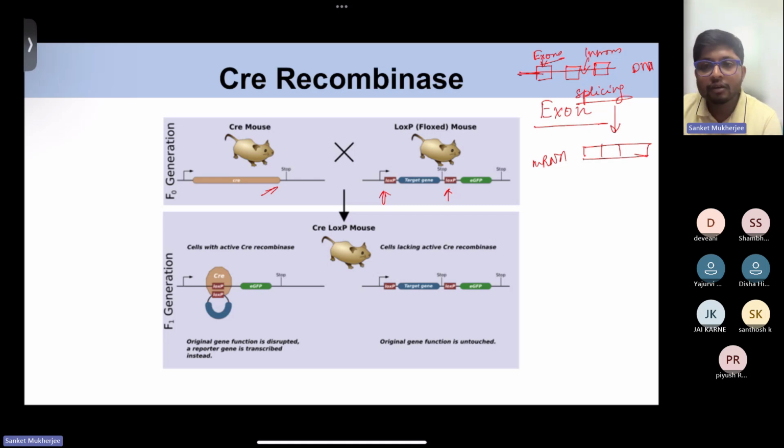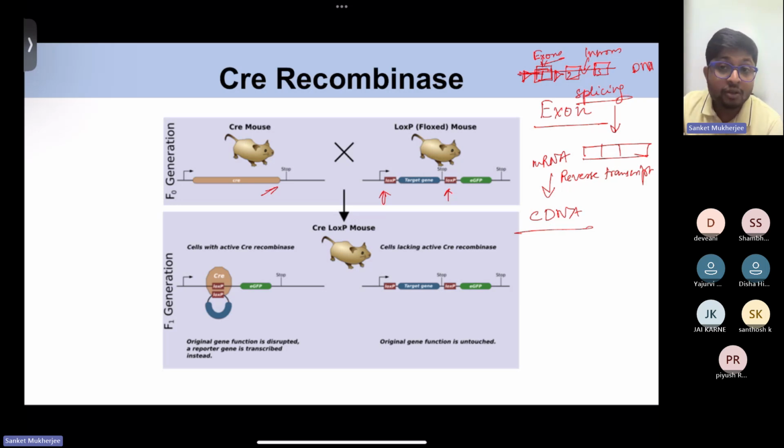There are various proteins which are involved in splicing as well. When we create DNA out of this mRNA using reverse transcription, this DNA is called a complementary DNA, cDNA. So why did I explain this? Because on either end of an exon, let's say this is exon 1, 2, and 3, if you want to remove exon 1 from a gene, you would introduce the LOXP site on either end of this exon.